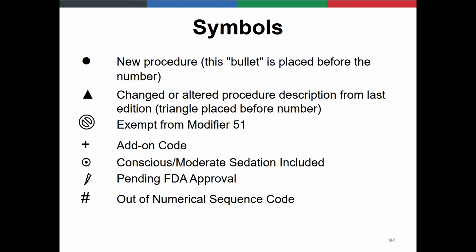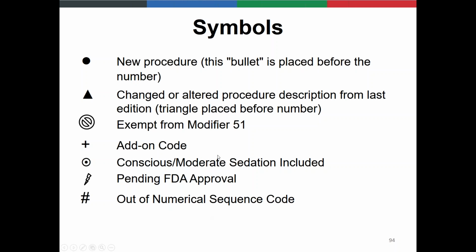And if you see a circle with a slash mark going through the circle, that means that it's exempt from modifier 51, and I'll explain that in more detail at our CPT coding workshop. Okay, so just so you know, the symbols are important.